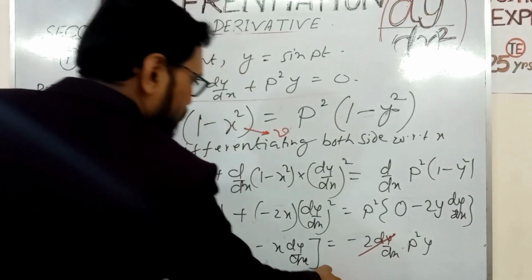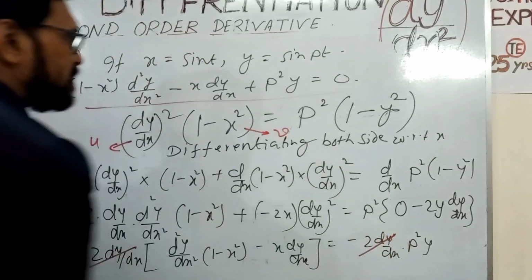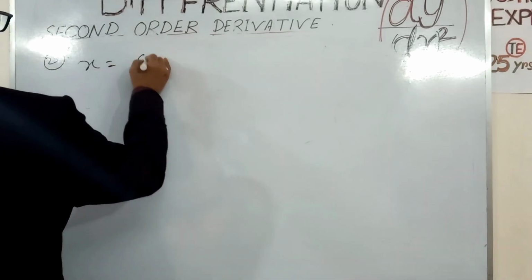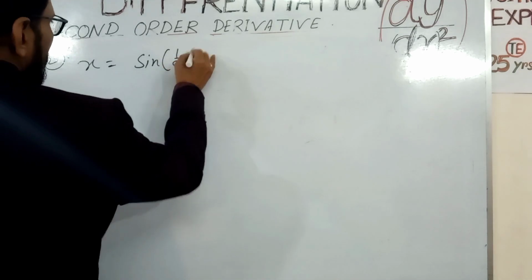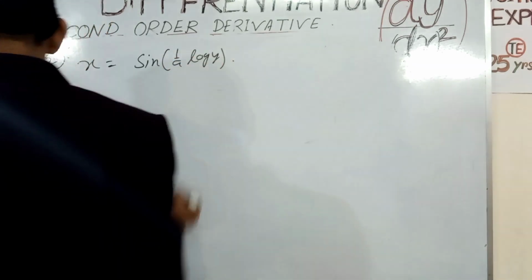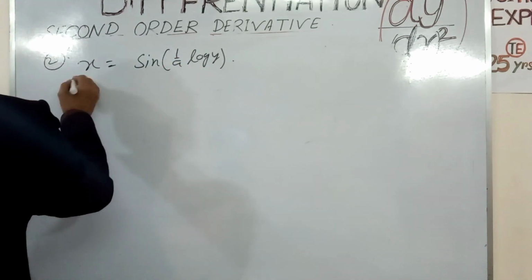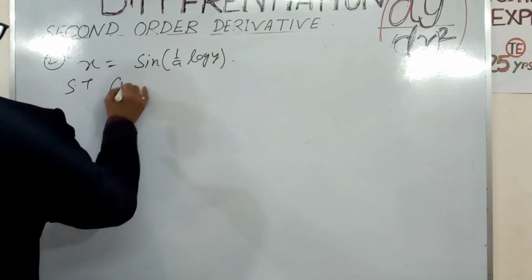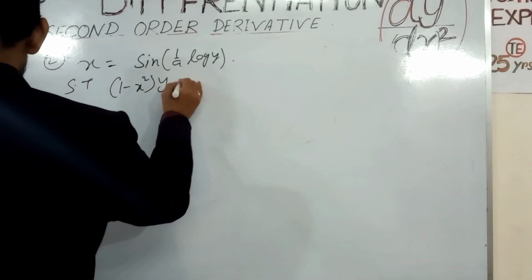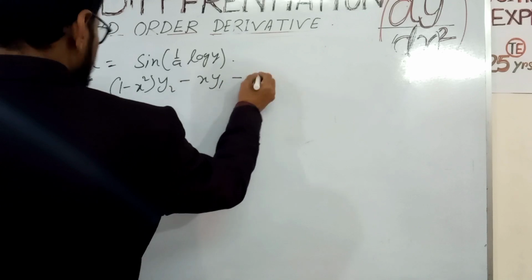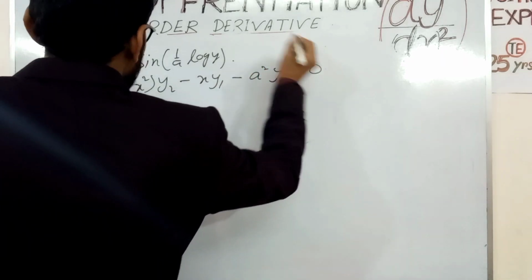The second problem is: x equals sin of (1 by a) log y. If this is so, prove that (1 minus x square) d2y by dx square minus x dy by dx minus a square y equals 0. Second proof.